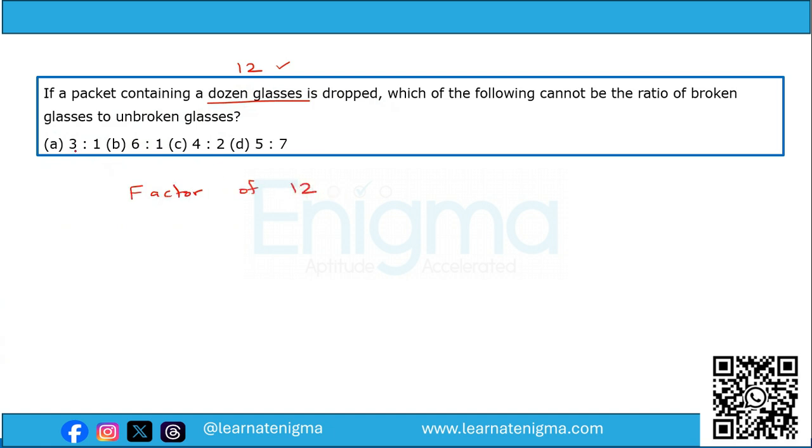Now, let's check this ratio. So, 3 is to 1, option A, the sum is 4. Now, 4 is a factor of 12. So, therefore, we can say that it is possible.